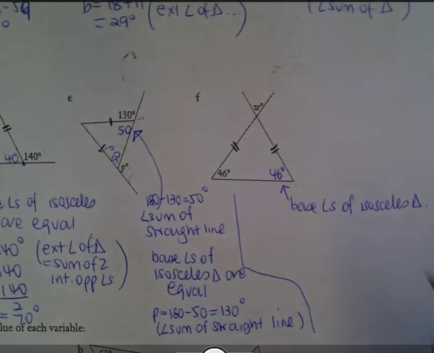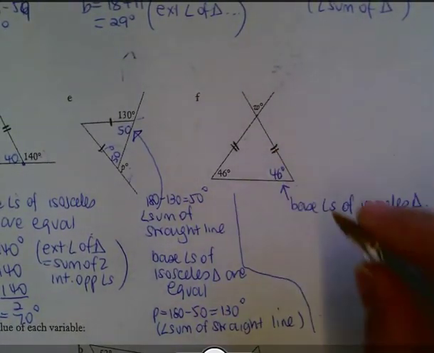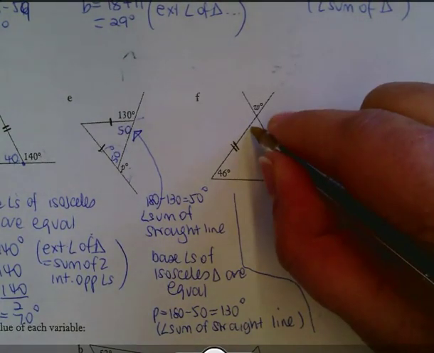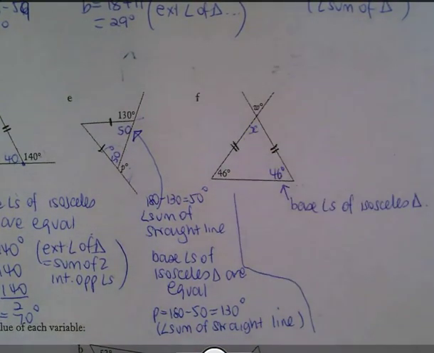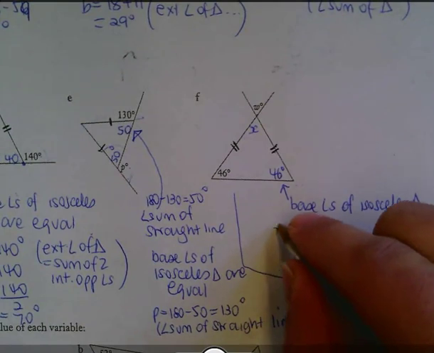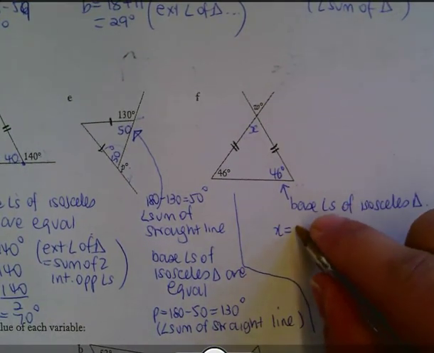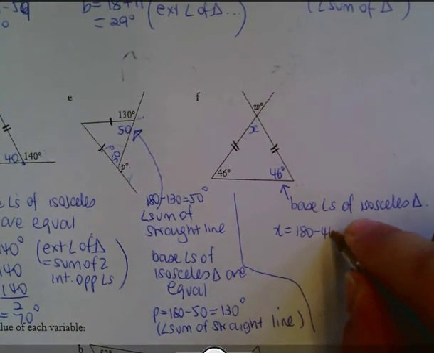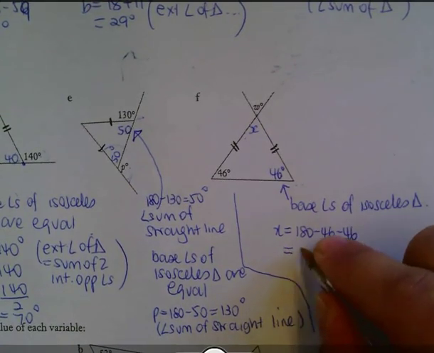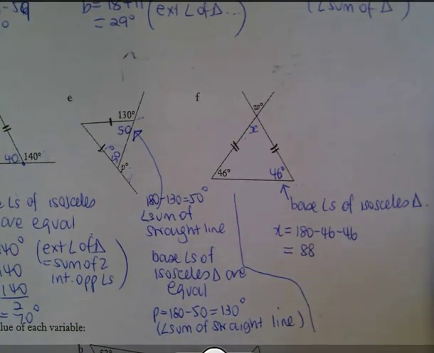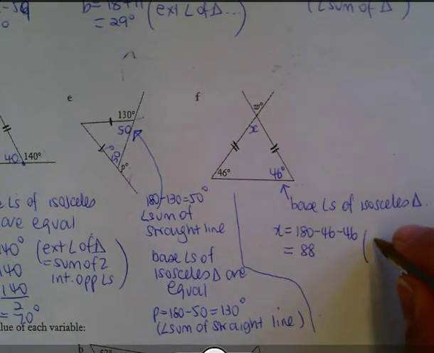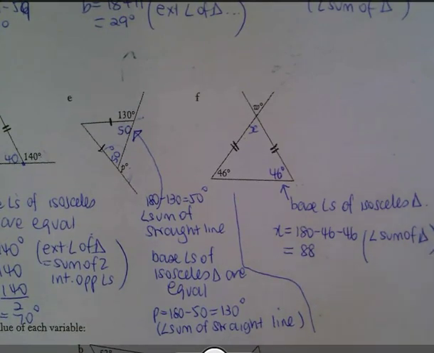Okay. No, it's not yet. So no, but then I'm just going to put another letter here and call it X. What does X equal? 88. X is, how would you work it? 180 minus 46 minus 46, which is 88. And use angle sum of triangle. Yes, it does, but you've got to do it in 2 steps. And what's our reason? Angle sum of triangle for that one.